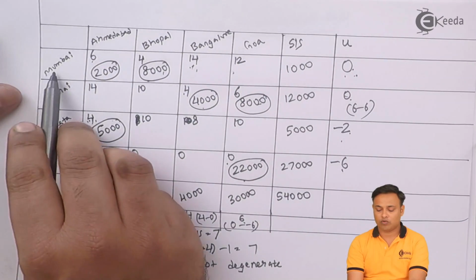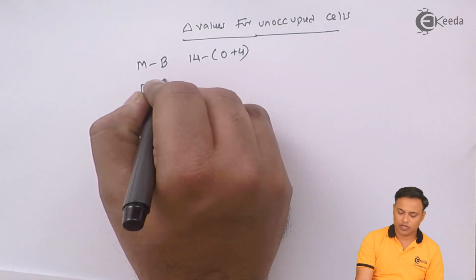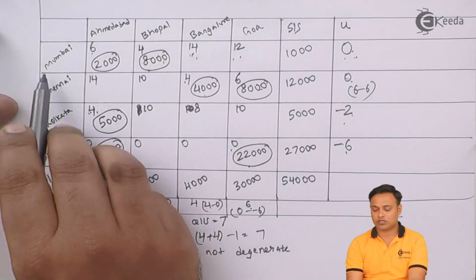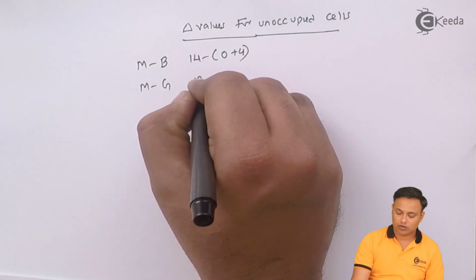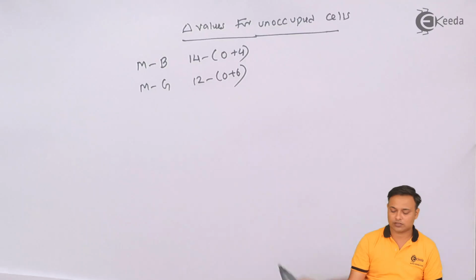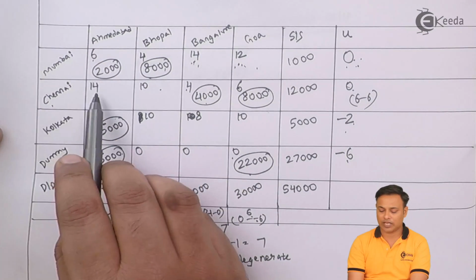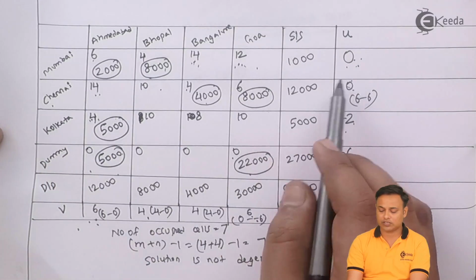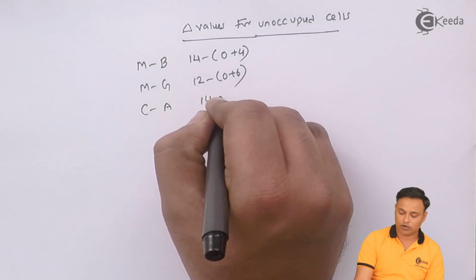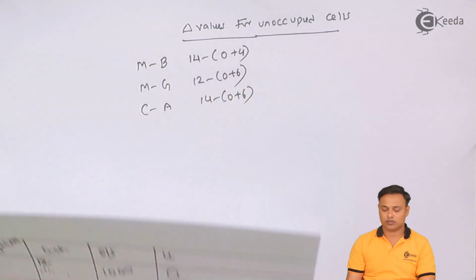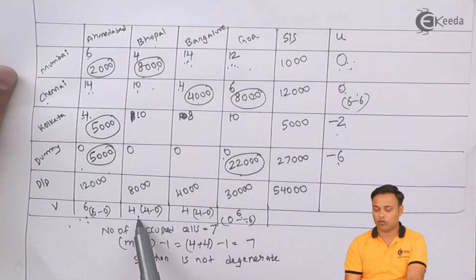Then we have Mumbai, Goa, cost is 12. 12 minus 0 plus 6. Then we have Chennai, Ahmedabad, Chennai, Bhopal. For Chennai, Ahmedabad, we have cost 14 minus 0 plus 6. And for Chennai, Bhopal, we have 10 minus 0 plus 4.